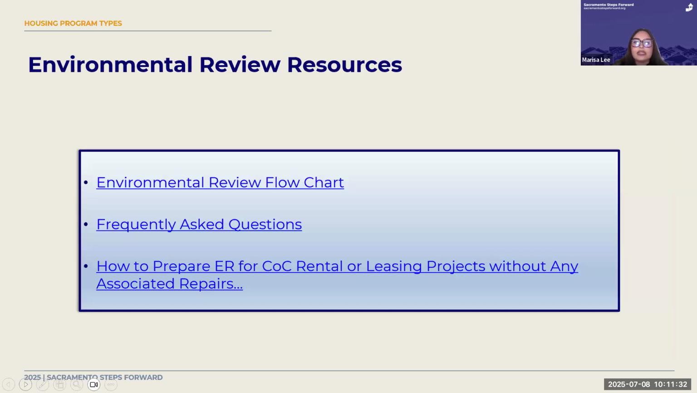We've got some resources. HUD has several tools to help complete environmental reviews. The environmental review flowchart helps you figure out what level of review your project needs. The FAQ guide covers common questions about timing, form types, and responsible entities. And the walkthrough guide explains how to complete reviews for COC leasing or rental projects that don't involve repairs. All 3 resources are linked in the training materials, and please let us know if you need any help applying them to your specific projects. Next slide, please.